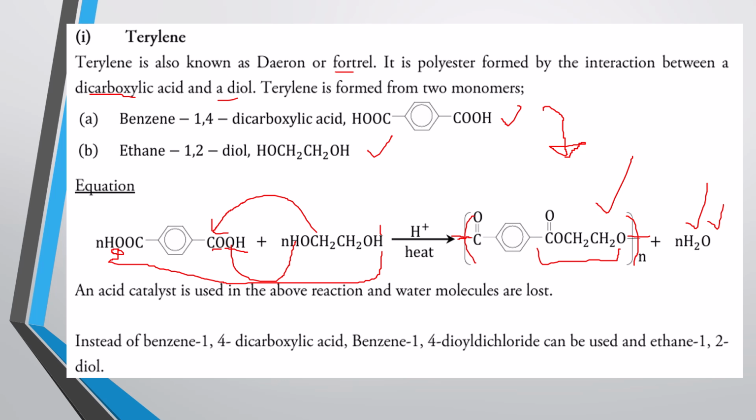So we are saying that for this reaction to be effective, an acid catalyst must be used for the reaction to take place, and water molecules are lost. That's why mainly they are called condensation reactions. So they're telling you that instead of benzene 1,4-dicarboxylic acid, benzene 1,4-dicarbonyl dichloride can also be used, together with ethane 1,2-diol. And let's see the equation for that.